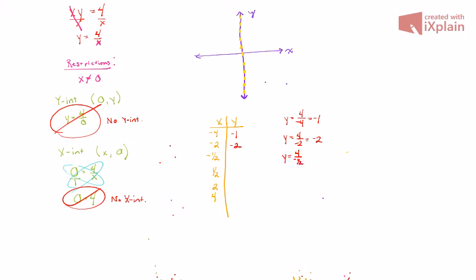That looks nasty, but we can basically rewrite this. 4 over negative 1/2 is the same thing as 4 divided by negative 1/2, which means we can skip the first number, flip the second number, and then multiply it. So this becomes negative 8. And we just continue on in that fashion.